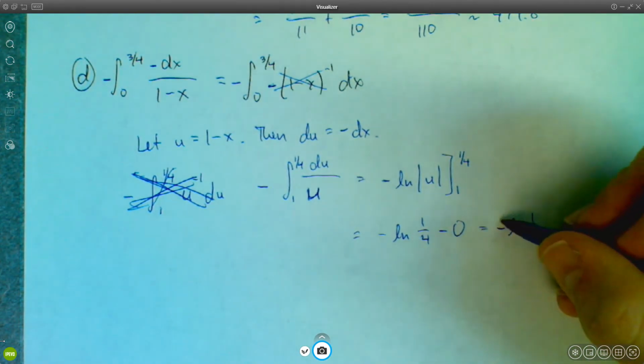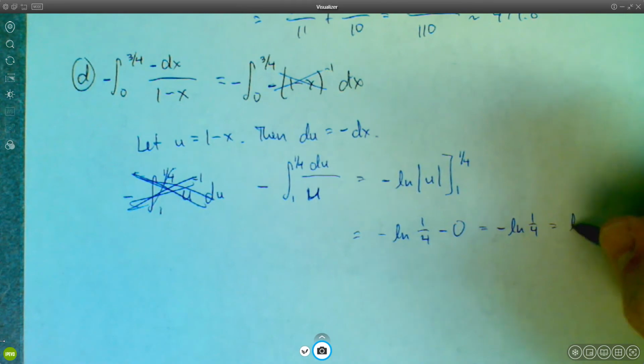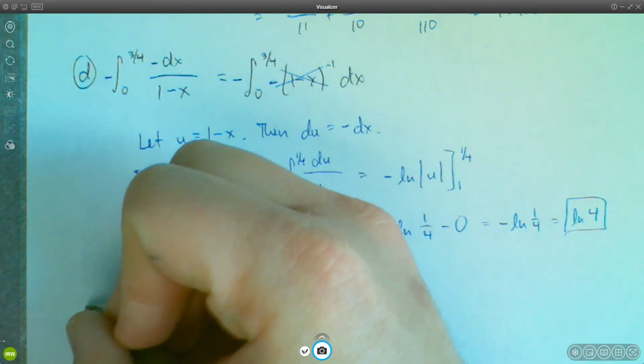And in fact, this negative 1 I can make an exponent, and 1/4 to the negative 1 would just be 4, right? So actually I could just call this ln of 4, and give that as my final answer. Okay, one more.